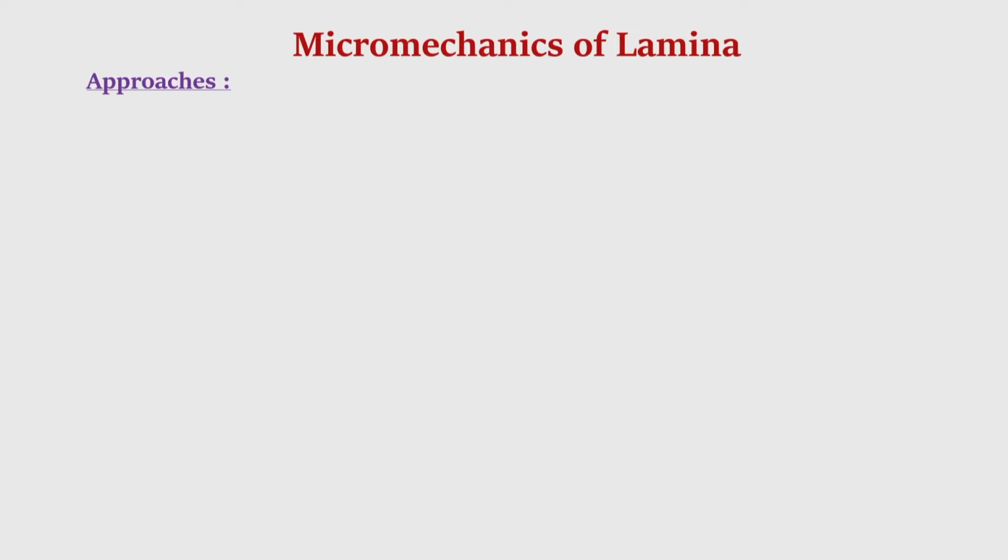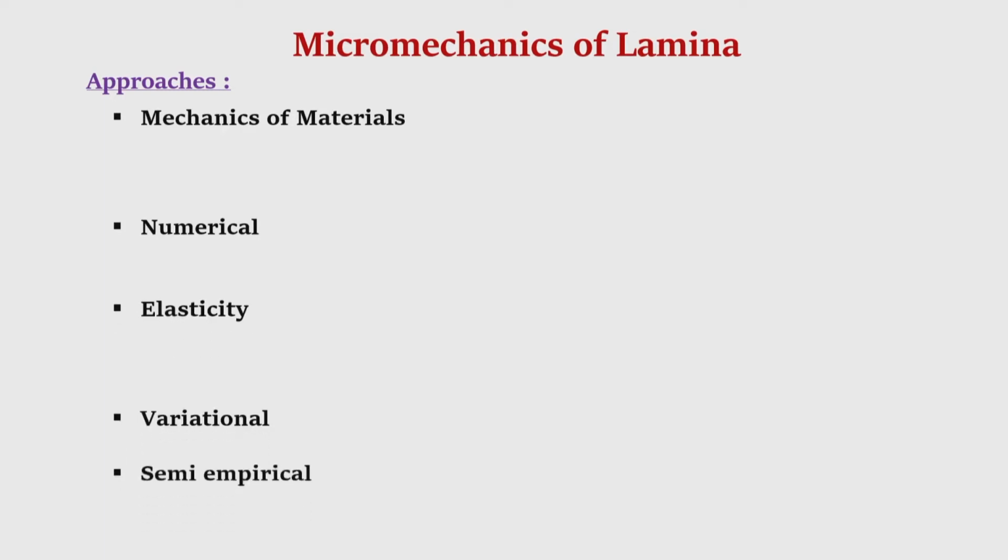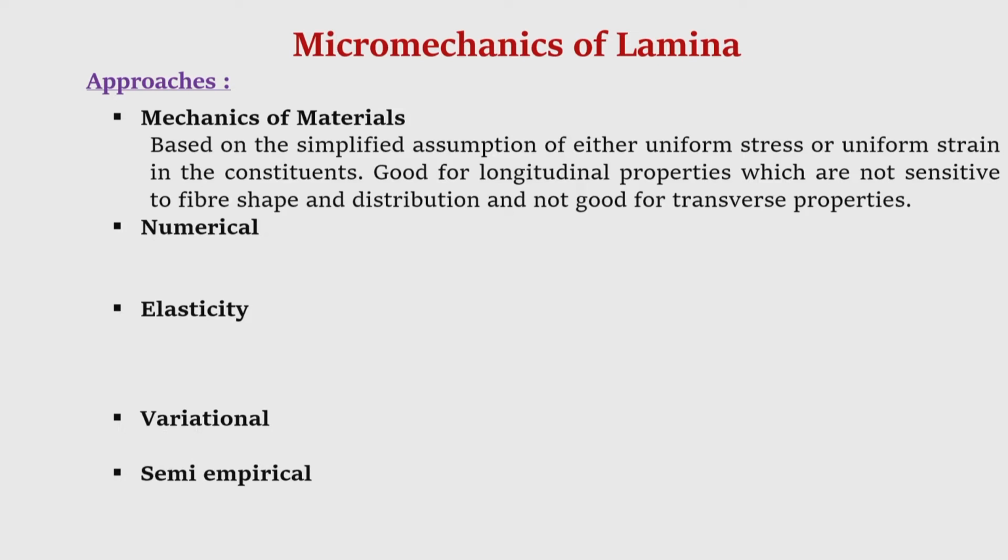Okay. Now, in micromechanical analysis there are several approaches. Objective remaining the same, there are several approaches like mechanics of material approach, then numerical approach, then elasticity approach, variational approach and semi empirical methods. Now, mechanics of material approach is based on simplified assumptions of uniform stresses and strains. It is observed that these approaches are simple and they provide a good estimate of the longitudinal properties, whereas they do not agree well with the experimentally measured values for transverse properties.